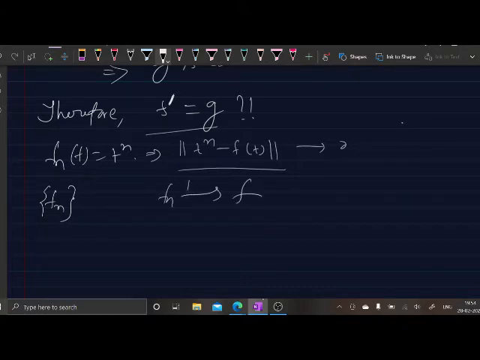uniformly to f, then what can we say? Then it implies f dash exists, and not only that, the sequence f_n dashed will converge to f dashed uniformly.